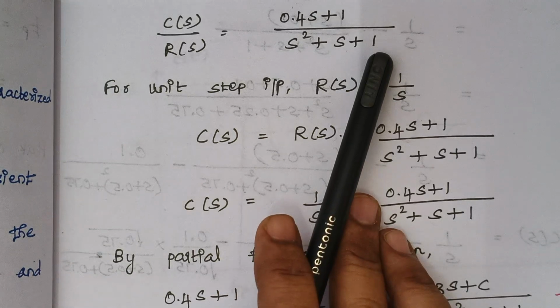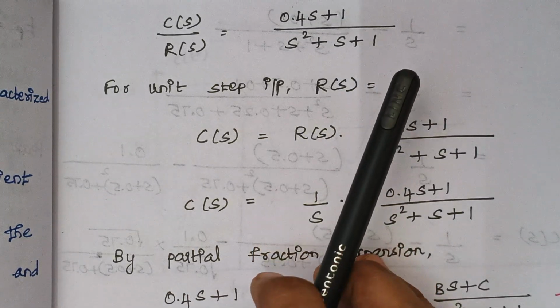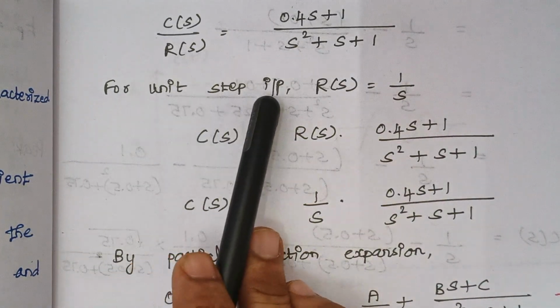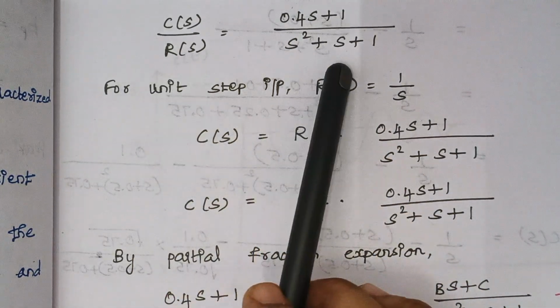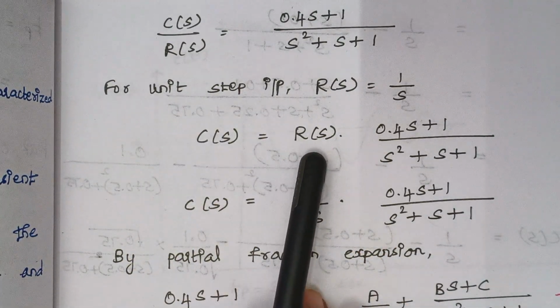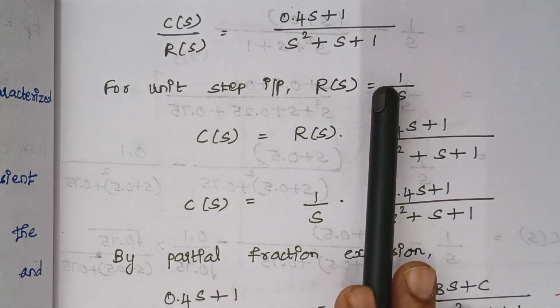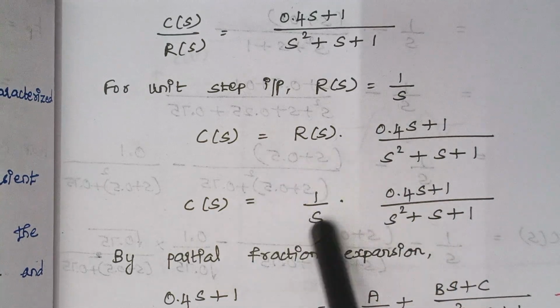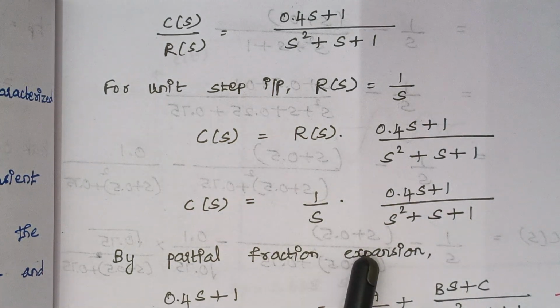Right. So in the problem they have given the type of input as unit step input. We are asked to calculate the output response. So for unit step input, the value of R of s is 1 by s. So we are moving this R of s to the right hand side. So C of s is equal to R of s into this term. The value of R of s for unit step input is 1 by s, so just substitute 1 by s in the place of R of s. As usual, by partial fraction, we need to simplify this equation.